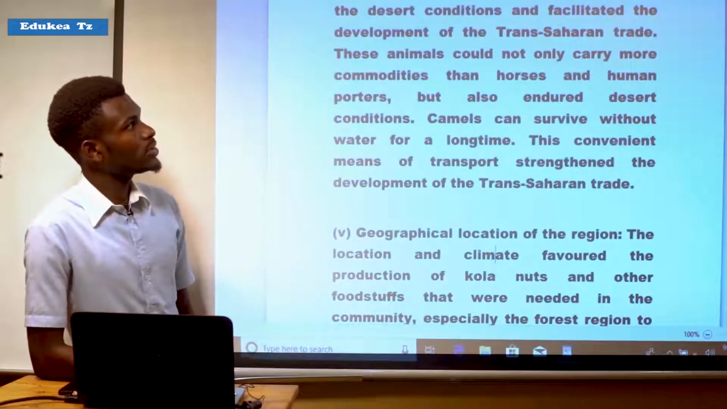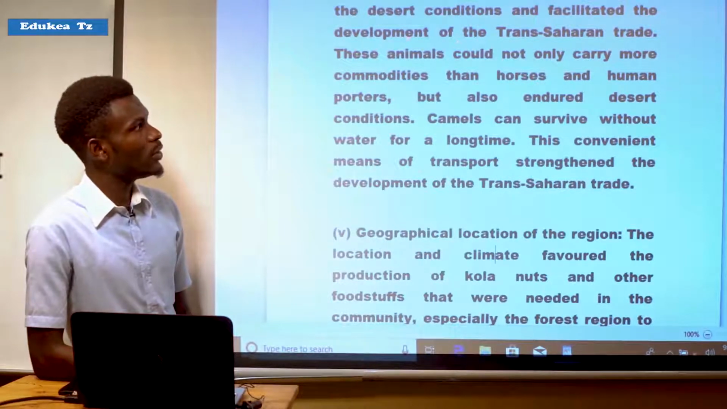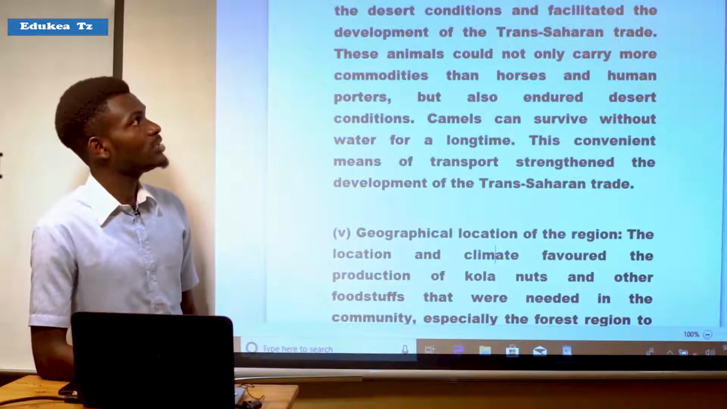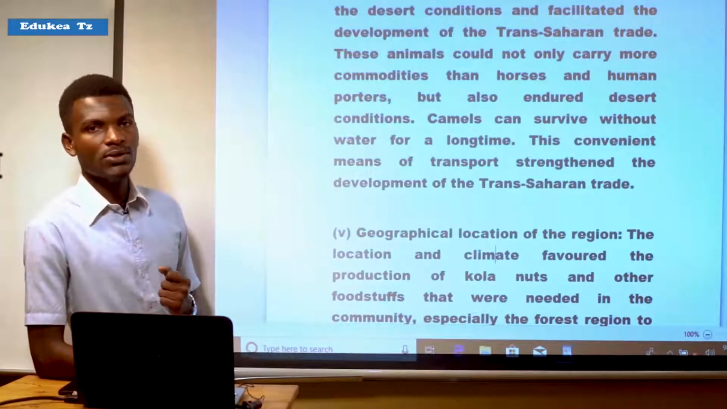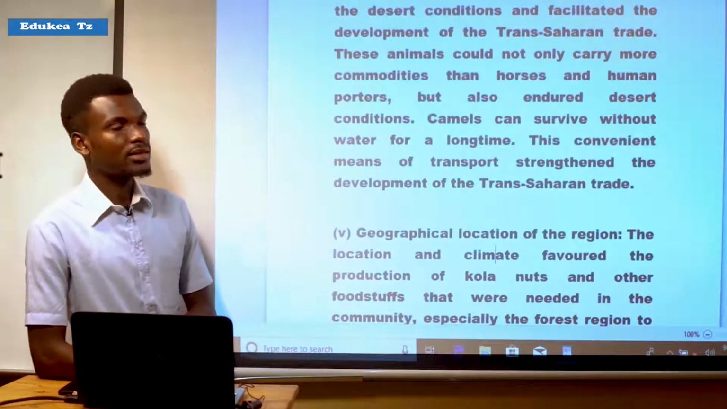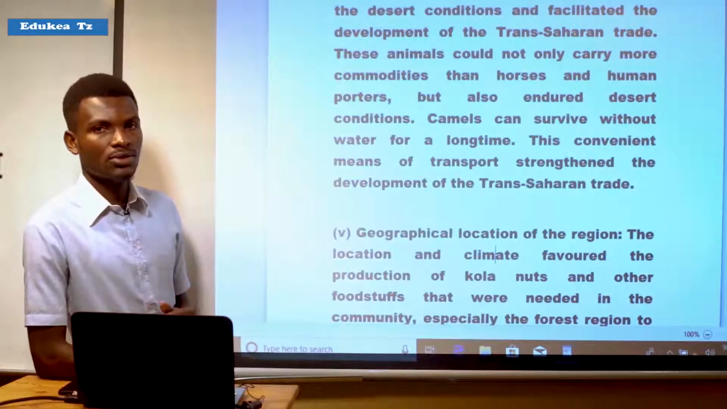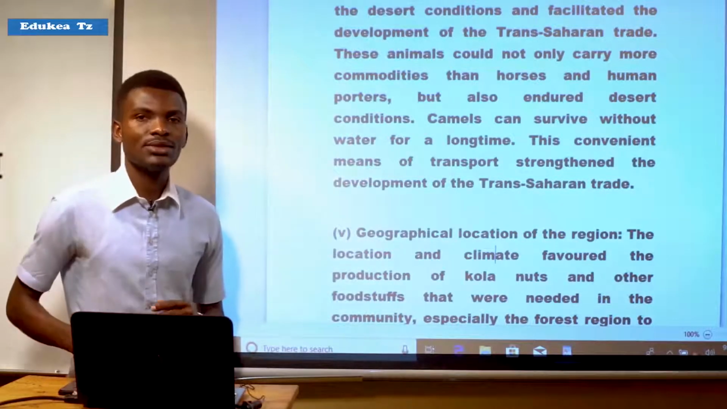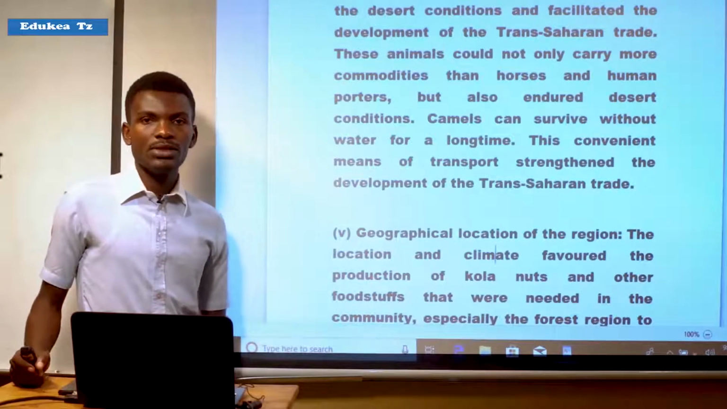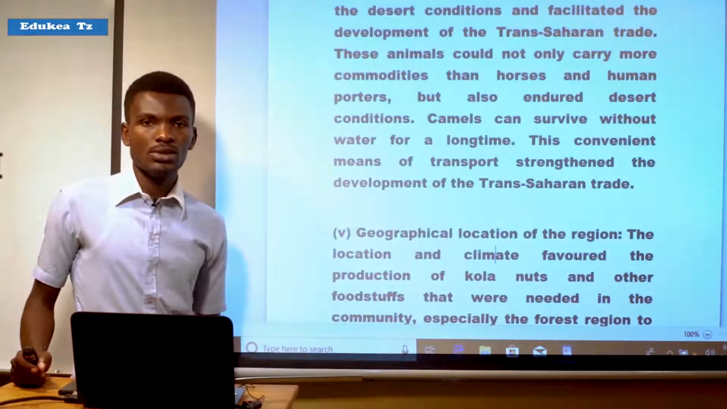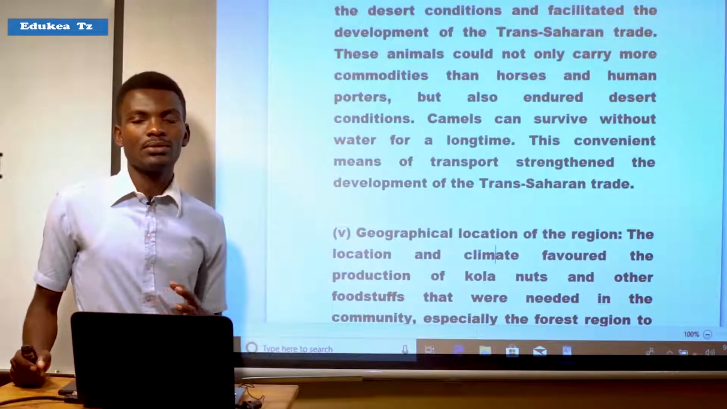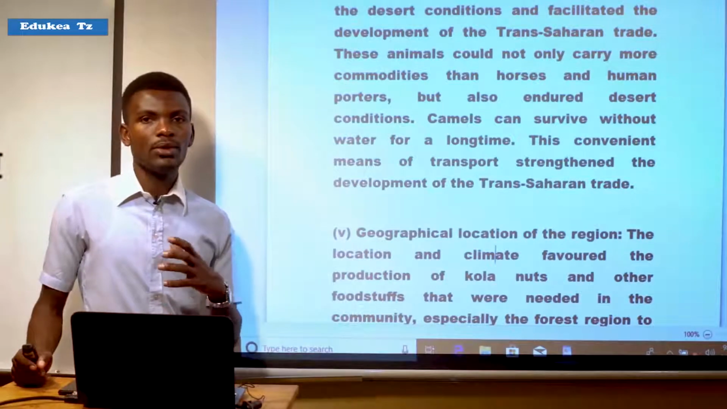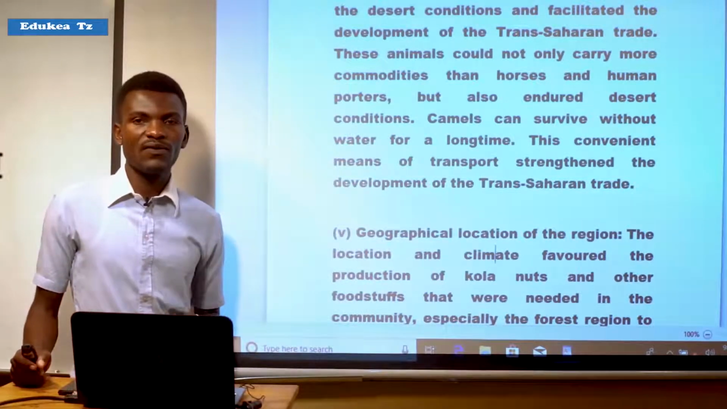Also, the use of camels for transport suited the desert conditions and facilitated the development of the Transatlantic Trade. It means that the use of camels as the means of transport in the desert facilitated the development of the trade, because during the Transatlantic Trade the only major means of transport were camels as well as horses, which were able to sustain the climate conditions of the desert and to move long distances.